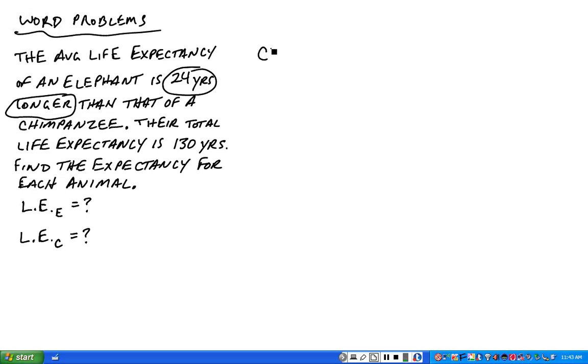So in this case, the chimp would be considered our unknown, our X, because we don't know how long it lives. Now, we really don't know what the life expectancy of the elephant is, but we know it's 24 years longer than the chimp. Well, if we don't know the chimp and we say the chimp is X, then the chimp plus another 24 years would be how long the elephant lives, because the elephant lives 24 more than the chimp. So the chimp plus 24 is how long the elephant lives.